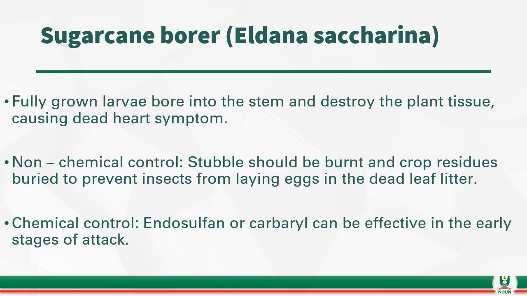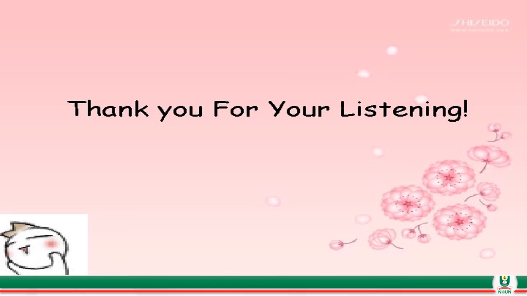And you can control it chemically by using carbofuran, which is effective in the early stages of the attack, because the late stages will be almost impossible since they must have eaten the heart of the plant already.